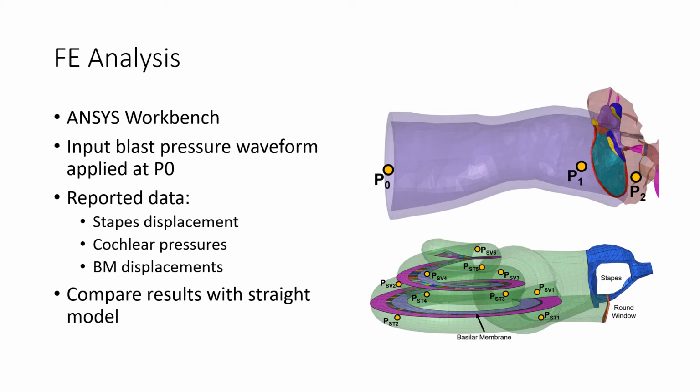The main interest of this model was reporting the displacement of the stapes, pressures across the basilar membrane in the cochlea, and basilar membrane displacement. The bottom figure displays the locations in the cochlea where pressures were measured throughout the length of the basilar membrane. Membrane displacement was recorded near the pressure monitors as well. Any differences between the results of the spiral model and the straight model using the same input waveform are very important, as they indicate a change due to the shape of the cochlea.